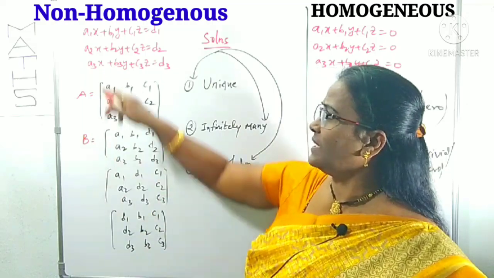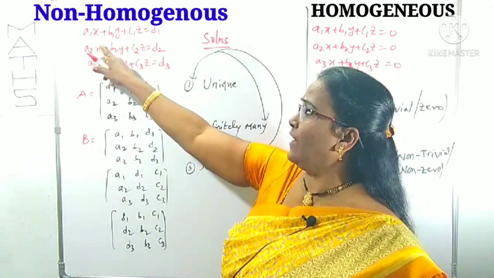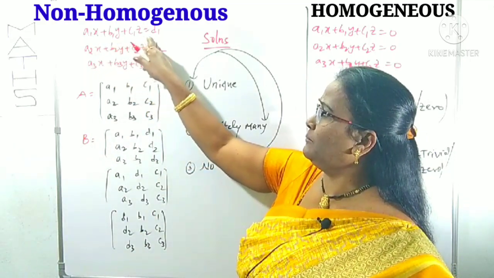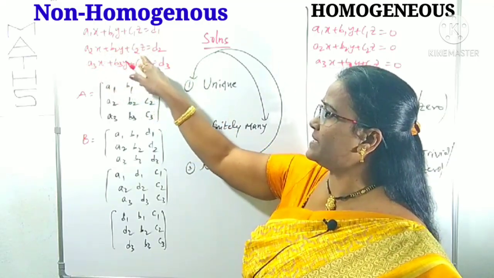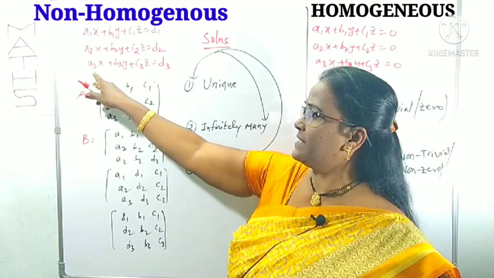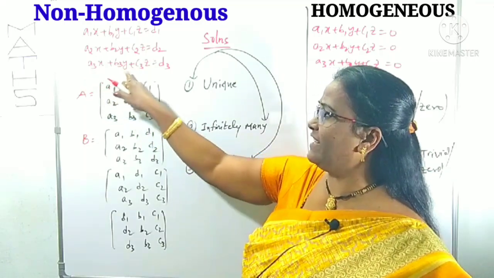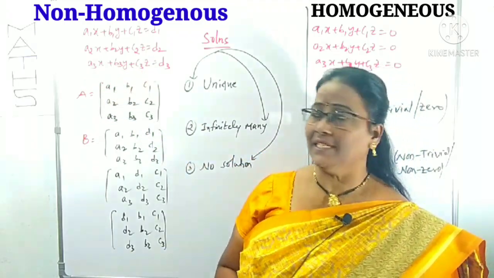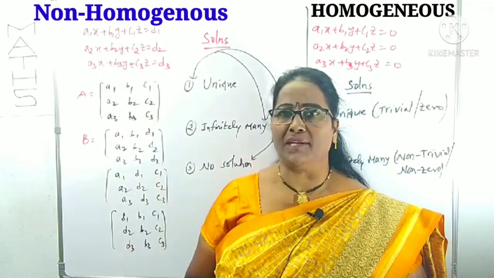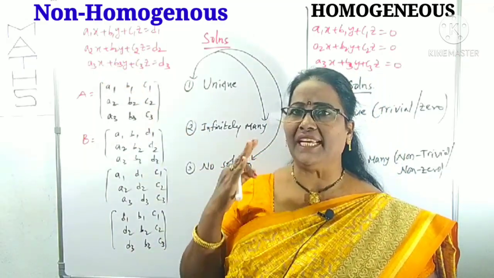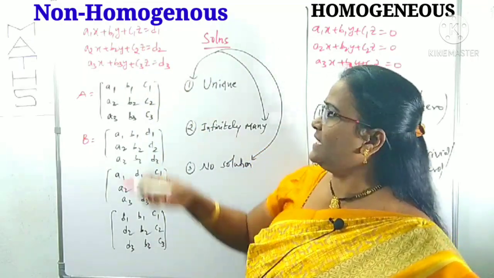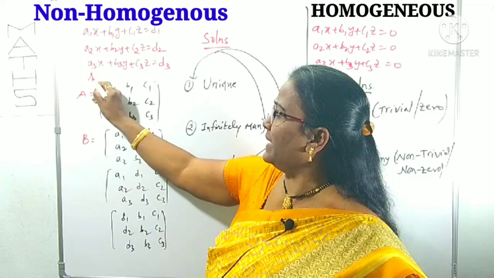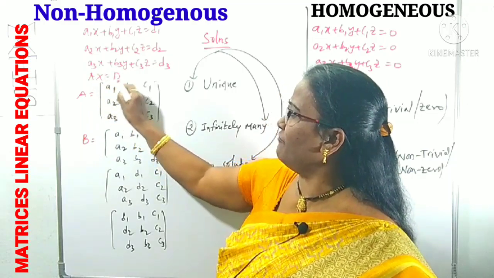Look at this one. There are 3 equations here. a1x plus b1y plus c1z is equal to d1. a2x plus b2y plus c2z is equal to d2. Same way, third equation, a3x plus b3y plus c3z is equal to d3. Such a type of system is called a non-homogeneous system of 3 variables x, y, z. Clear? It can be written in the matrix form AX equals D.